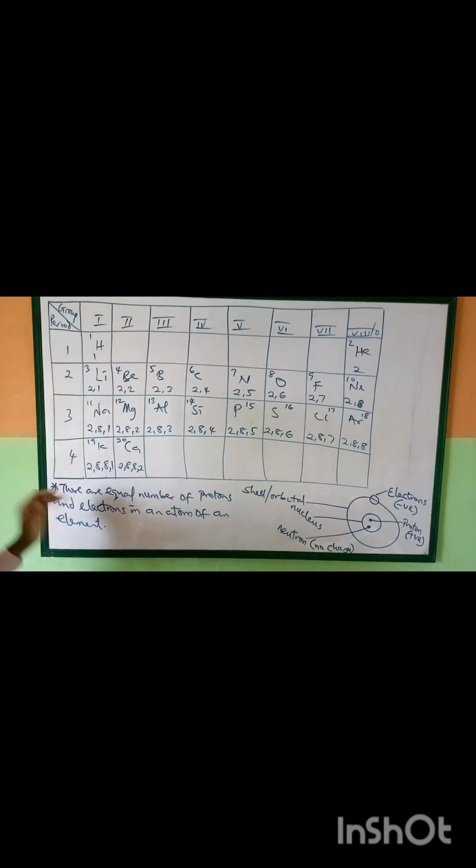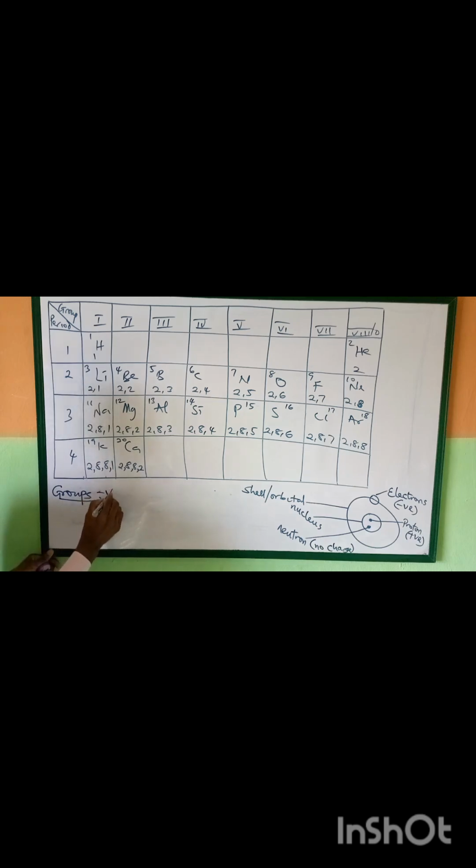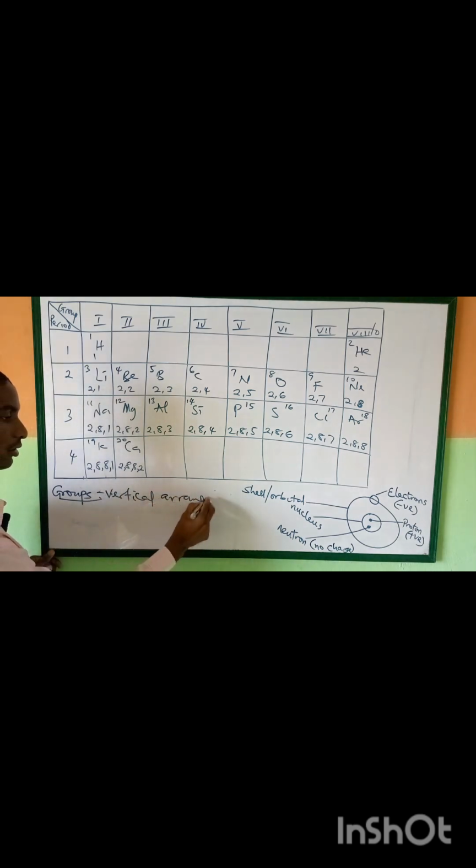So now let's talk about groups and periods. I told you earlier that groups are vertical arrangements of elements. Now members of this same group, what do they have in common? They have the same number of electrons in their outermost shell. Groups are vertical arrangements of elements on the periodic table.